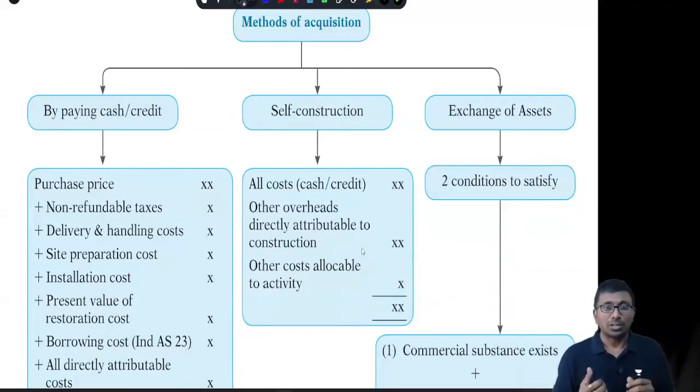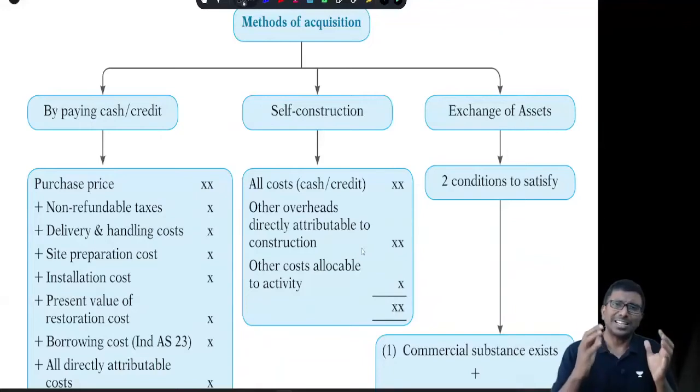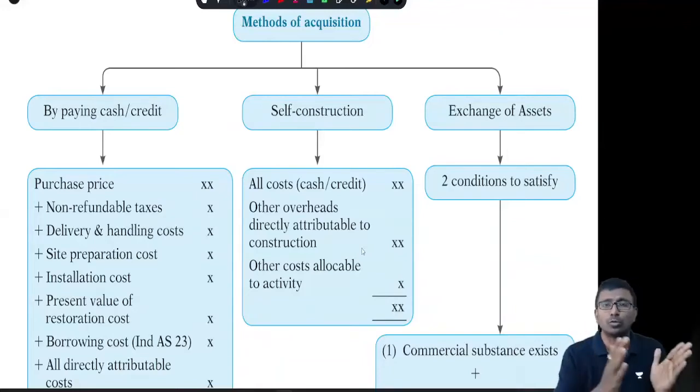The other way is what? The reverse way we are trying to tell. If I had not constructed this PPE, I would not have incurred it. That kind of thing. Any other cost which is directly attributable to the construction, you are supposed to take it.